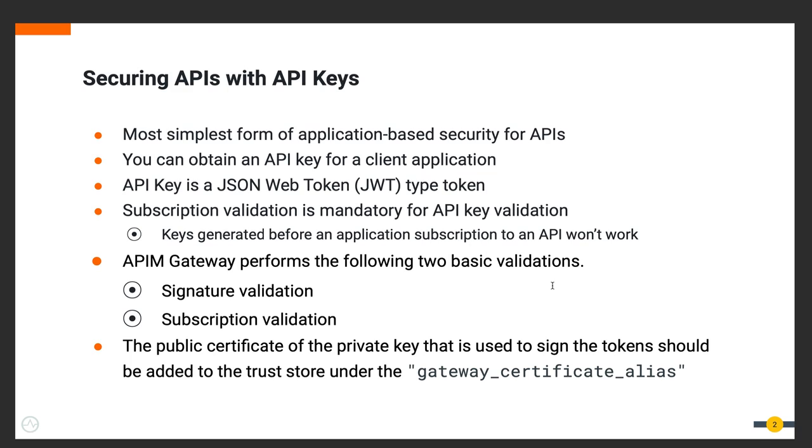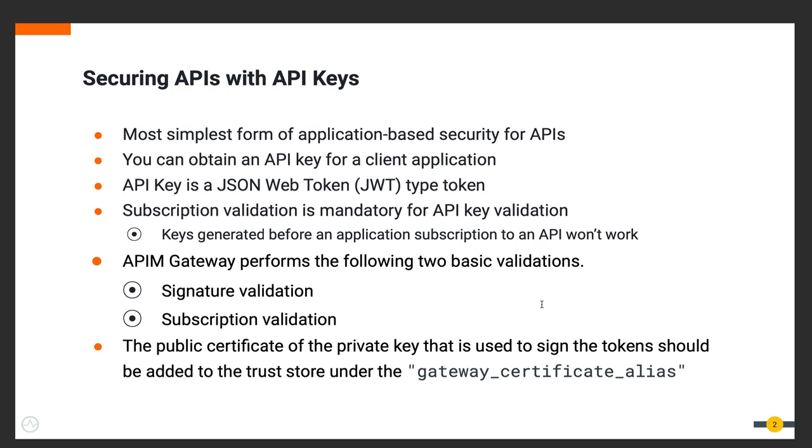The signature gets validated because the key is signed by the private key whose public certificate is inside the client trust store of API Manager. So if you have a private key and public key pair, you can import the public key under an alias named gateway certificate alias. The API keys that are generated will be signed based on this particular certificate. So when you send over the API key, that signature will be there, and that validation will happen. Once that validation step goes through, the subscription validation will also happen.